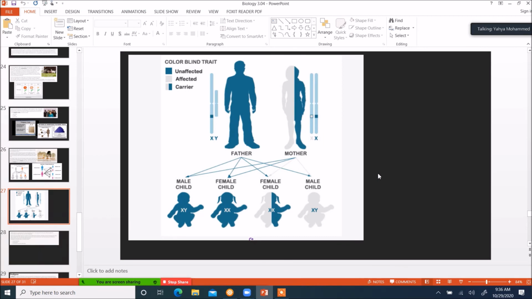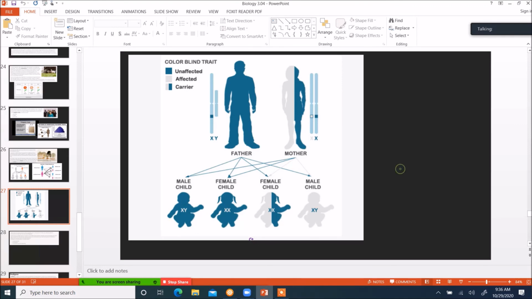So you see, this says X and Y. The X was the bad X chromosome from the mother, and the Y was from the father. But remember, the Y is different from the X. They don't have the same genes on them. So the Y chromosome cannot compensate for the bad X chromosome.